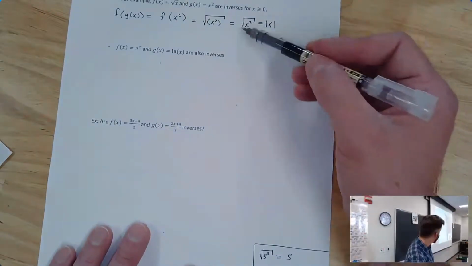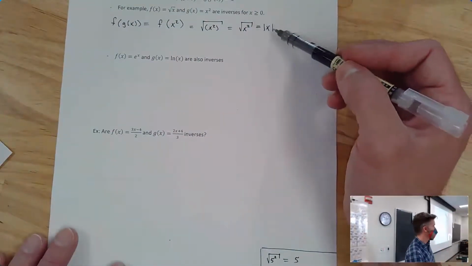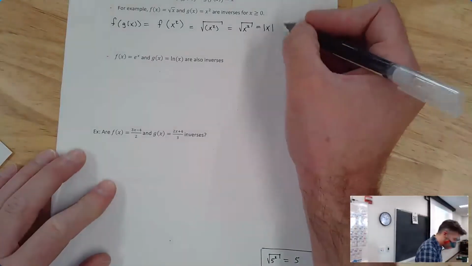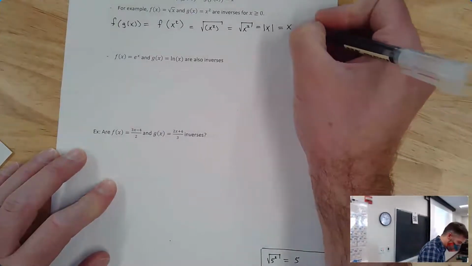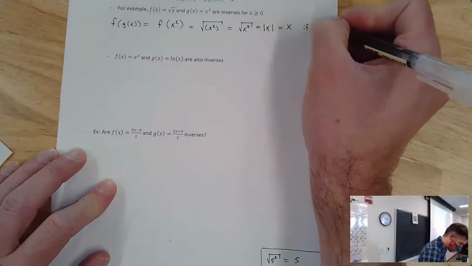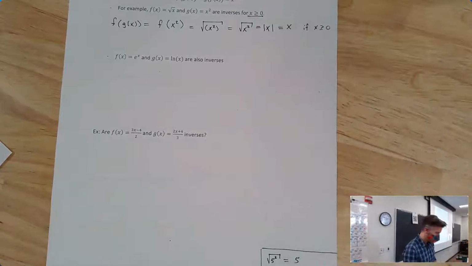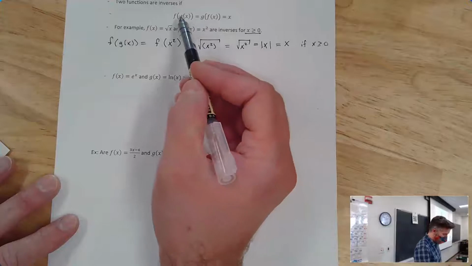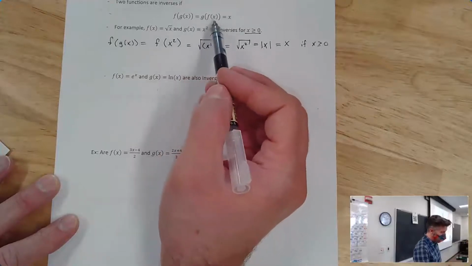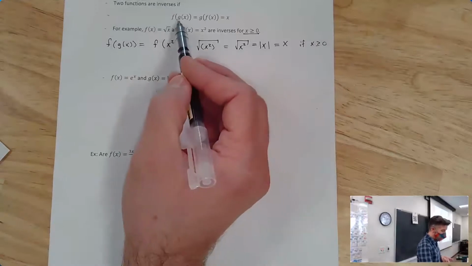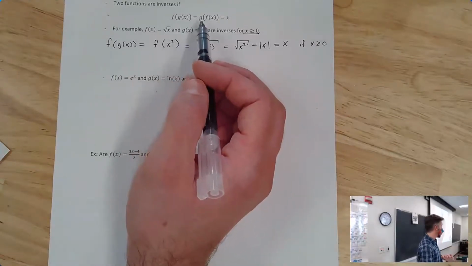So when you take the square root of x squared, it's not just x, it's actually the absolute value of x. But the absolute value of x is equal to x if x is positive, which they said it was right here. So it is just x in this particular problem, which is what we want, right? We are trying to get to the place where f of g of x and g of f of x are both equal to x. So if someone asks you to show two functions are inverses, this is how you do it. You show that both f of g of x and g of f of x are equal to x.